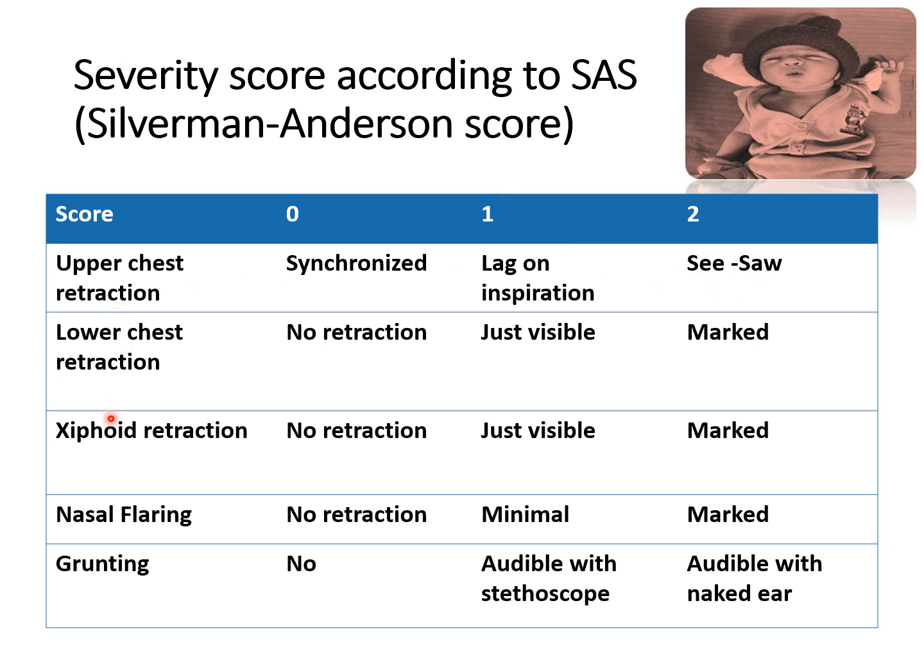Lower chest retraction, xiphoid retraction, and nasal flaring: if no retraction, then 0. Just visible or minimal, then 1. And when there is marked lower chest retraction, xiphoid retraction and nasal flaring, we give 2. For grunting, if not audible, 0; audible with the stethoscope, 1; and audible with the naked ear, then 2.